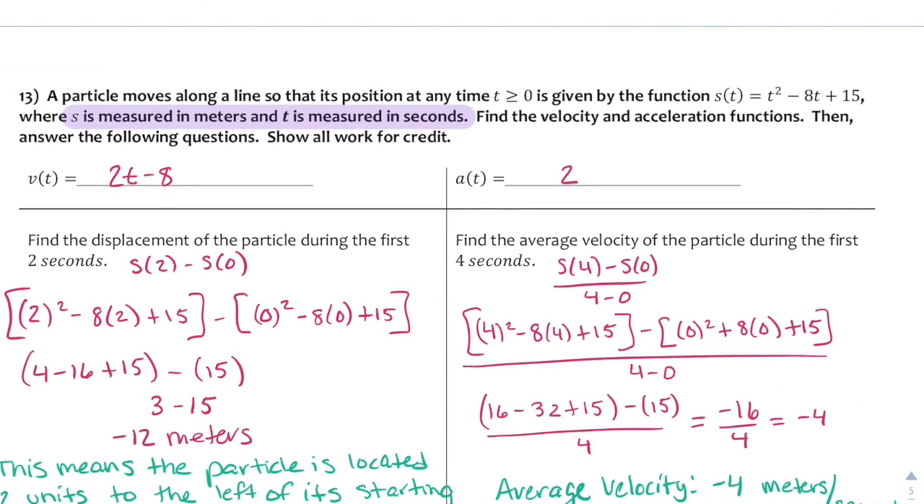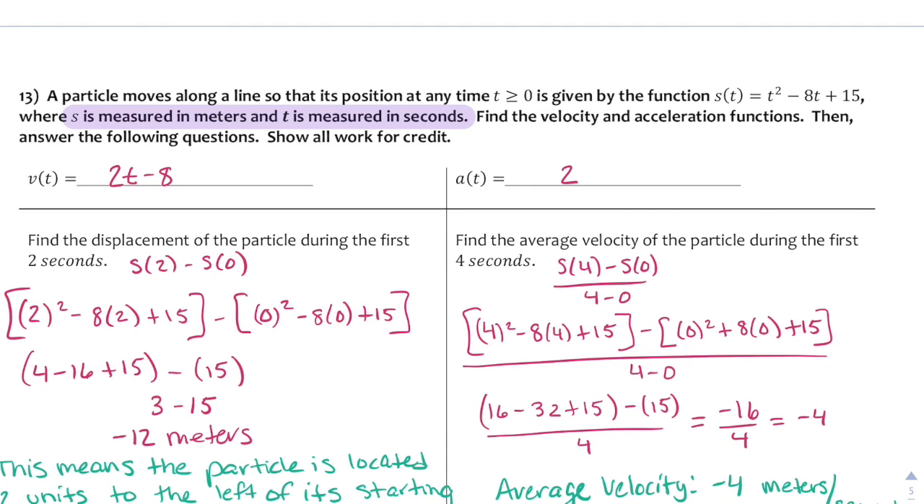A particle moves along a line, so that its position at any time t greater than or equal to 0 is given by the function s of t equals t squared minus 8t plus 15, where s is measured in meters and t is measured in seconds. That's the most important part, is our units of measure. Find the velocity and acceleration functions, then answer the following questions. Show all work for credit.